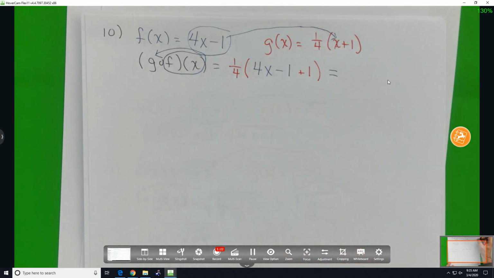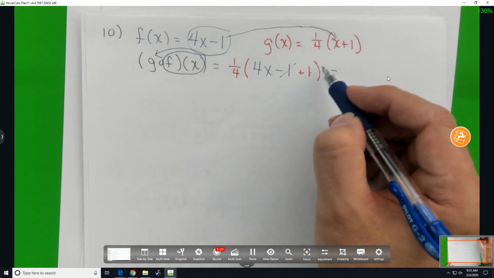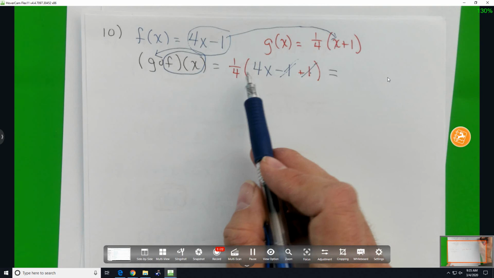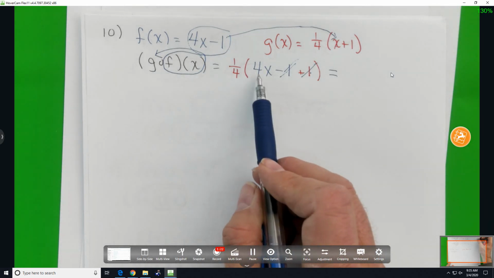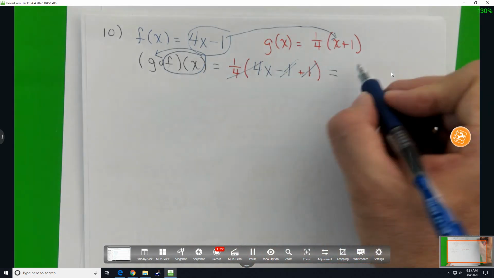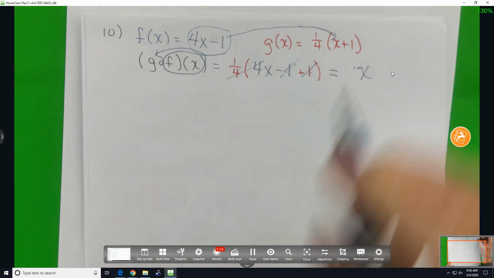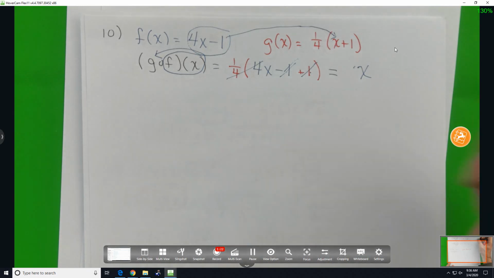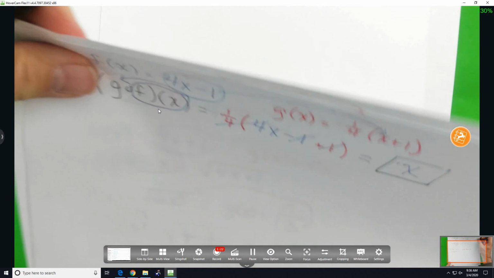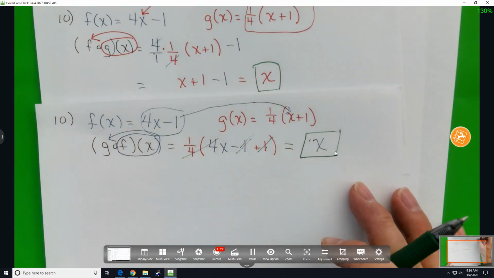And the negative 1 plus 1, those subtract out. Something else is about to cancel out also. What about this 1/4 times 4? Will those 4s cancel? Yes. So what are we getting as our answer on this one? Just x. Well, look at that. f composed with g of x reduced to x, and both of them come out equal to x.